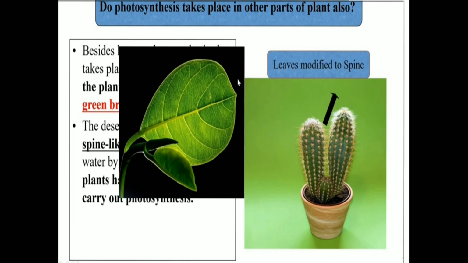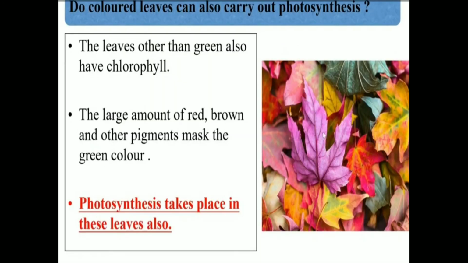Now we have studied that green leaves contain a pigment called chlorophyll, which helps to capture sunlight and helps in the photosynthesis process. So, do colored leaves also carry out photosynthesis? The answer is yes. The leaves other than green also have chlorophyll and photosynthesis takes place in these leaves also. It's just that a large amount of red, brown and other pigments mask the green color, but these leaves have chlorophyll.